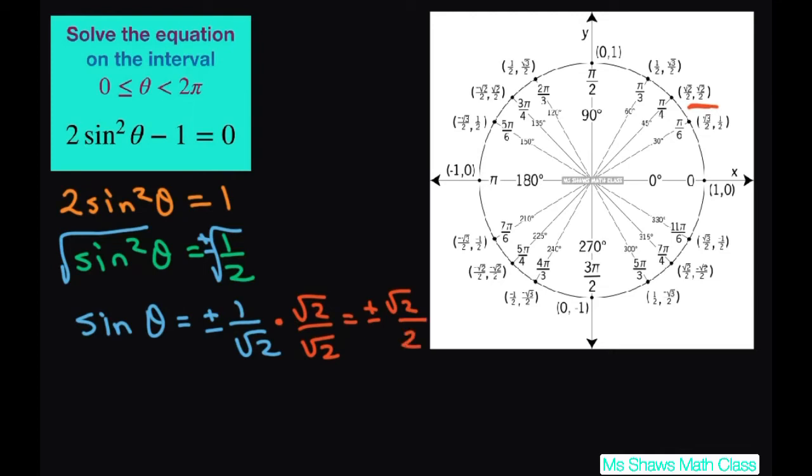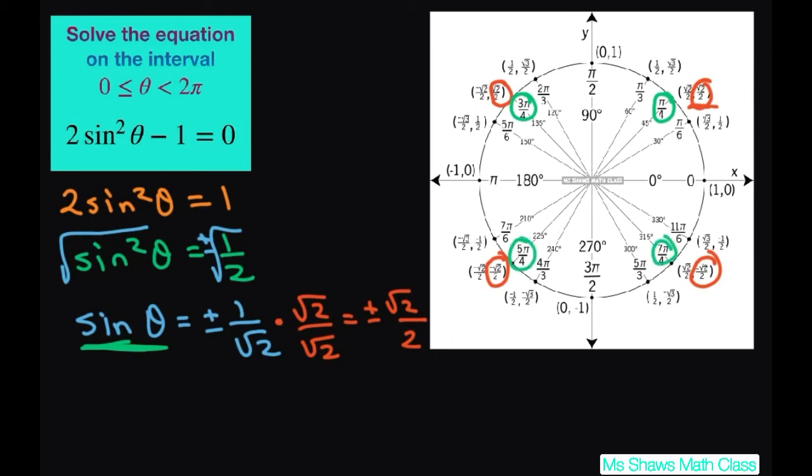All right, now all we're doing is looking for sine, which is your y. So all you're doing is looking for where is y on the unit circle, plus or minus square root of 2 over 2. So just look for your y. There's one, there's one, there's one, and there's one. And so that means our angles, or our solutions, are here.